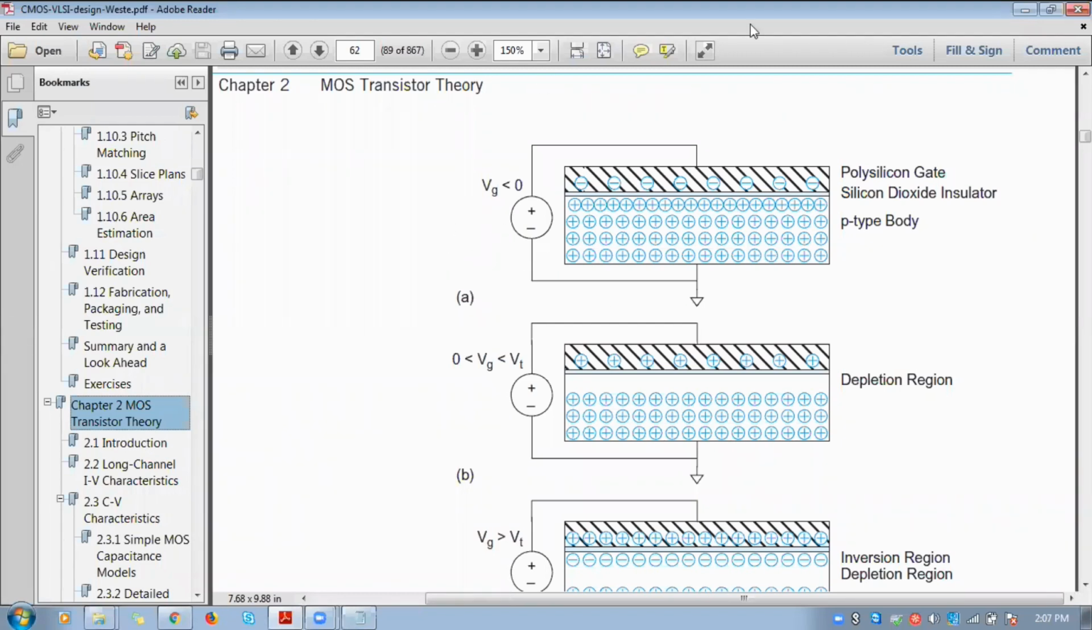If you see the MOS stack, how are we going to use it with respect to different voltage conditions? Initially for the gate, we are applying a negative voltage, which is less than 0. So the gate is filled with negative charge carriers. Obviously, negative charge carriers will attract the positive charge carriers from the substrate.